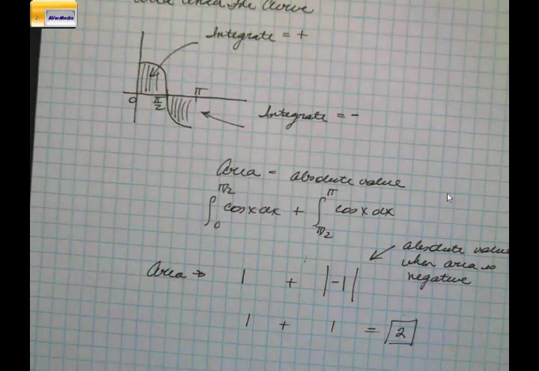So when you integrate, there's two things that happen. If they say integrate, you get whatever you get. But if they say find the area under the curve, you need to take the absolute value of any area which is under the x-axis, so you come up with a true value.